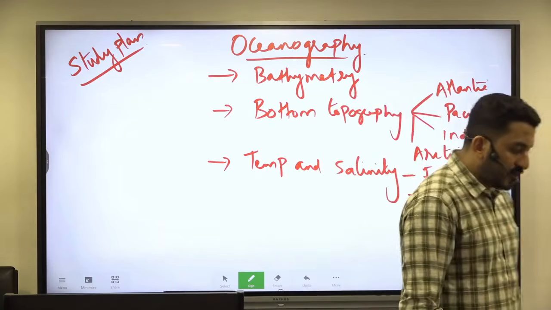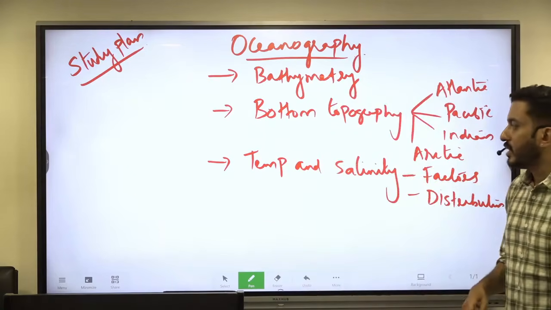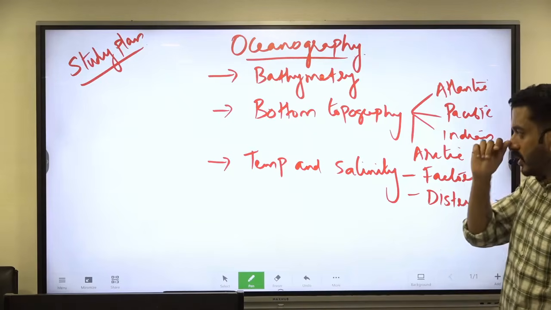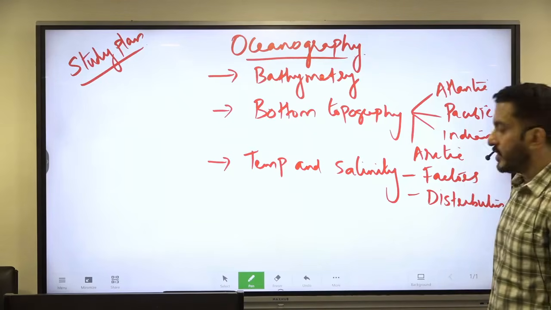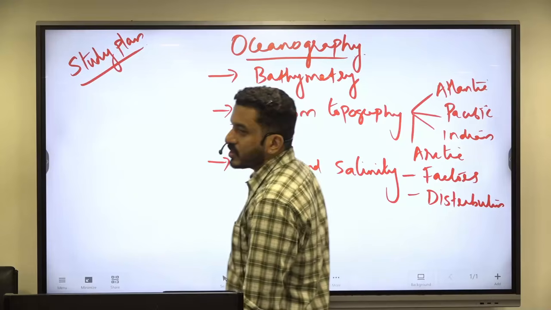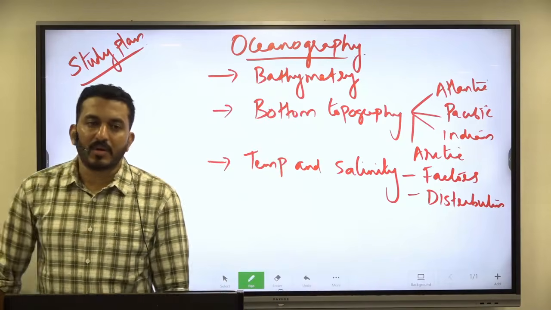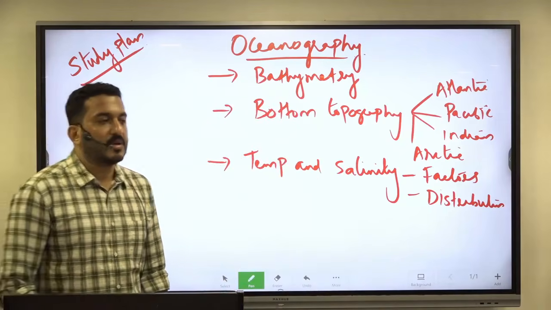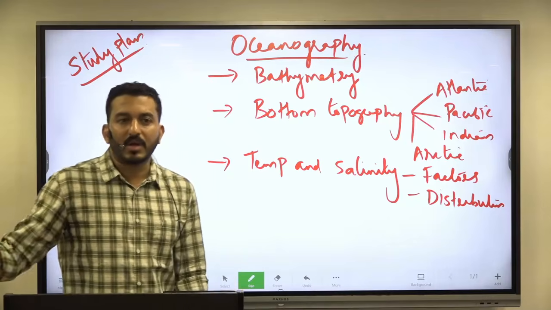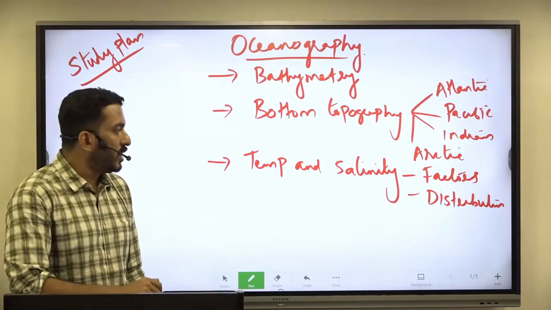Two important properties of ocean water are temperature and salinity. So you need to understand factors affecting temperature, factors affecting salinity, and distribution of temperature and salinity. How temperature varies according to latitude, horizontally, vertically, regionally, and how salinity varies.